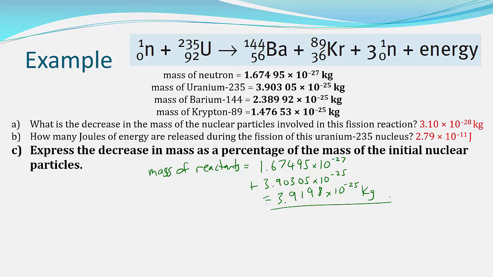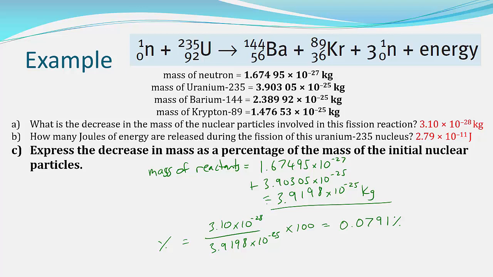So this is the mass of those reactants. And you want to express the mass difference as a percentage of this particular mass. So you just get what you have at the top there, the 3.10 times 10 to the negative 28, and divide that by your 3.9198 times 10 to the negative 25. And don't forget to multiply that by 100 to get it as a percentage. And if you put that in your calculator, what you will end up with is 0.0791%.